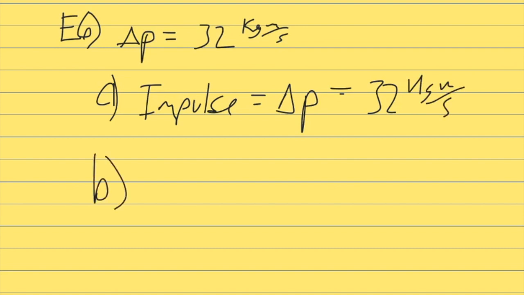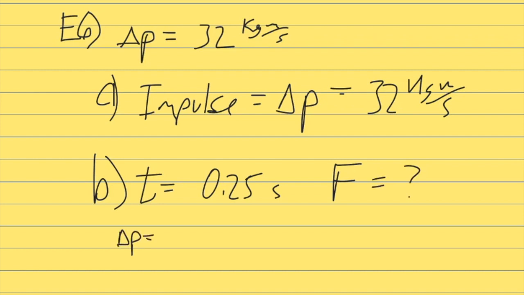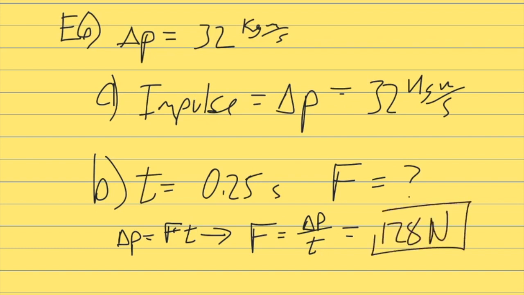Part B. If the time of interaction, time, is equal to 0.25 seconds, what is the magnitude of the average force acting? Well, we know change in momentum is going to equal force multiplied by time. So therefore, force is going to equal change in momentum divided by time, or 32 divided by 0.25, which gives us 128 newtons of force.